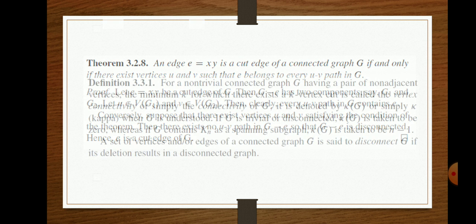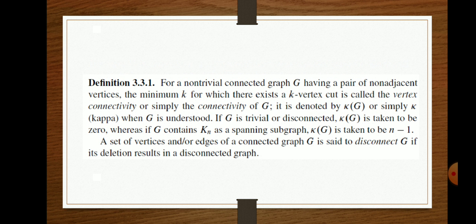The next definition is connectivity. For a non-trivial connected graph G having a pair of non-adjacent vertices, the minimum k for which there exists a k-vertex cut set is called the vertex connectivity, or simply the connectivity of G, and it is denoted by kappa of G, or simply kappa. It's a Greek symbol. If G is trivial or disconnected, kappa of G is taken to be 0, whereas if G contains Kn as a spanning subgraph, kappa of G is taken to be n minus 1.